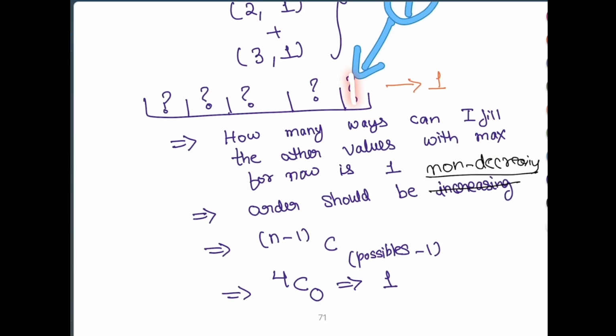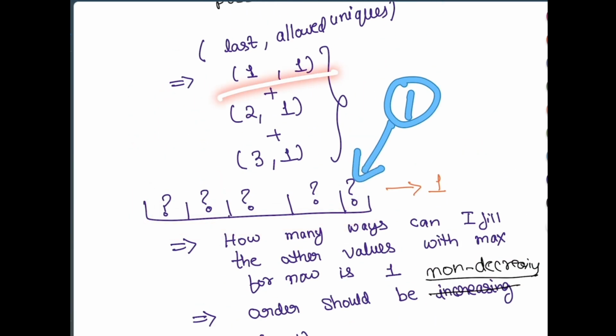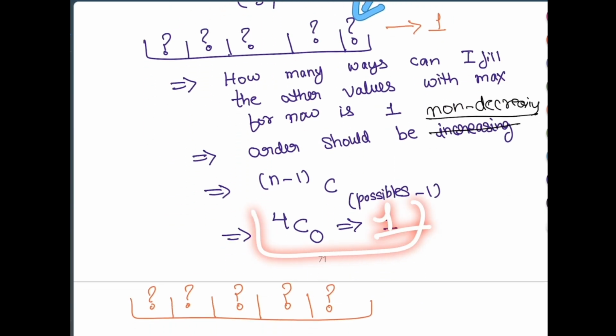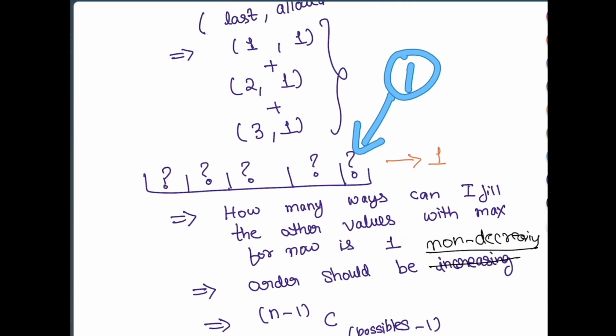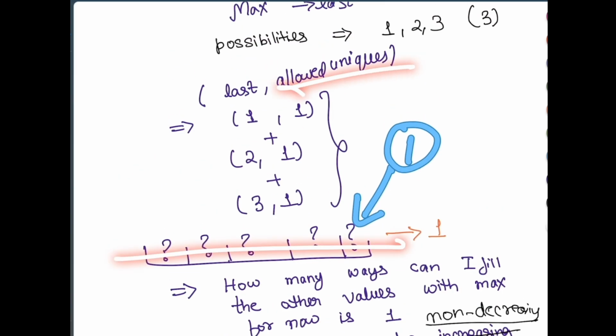So if we are fixing the value of 1 here, we have 4 places to fill. 1, 2, 3, 4. 4C0, because we have total 1 possibility in this case, right? We were calling this function with 1, 1. So I would say 4C0, it means 1. 4C0 is 1. So if I put 1 here, I just have one possibility to fill my array and get an ideal array in which the number of allowed unique values is 1.